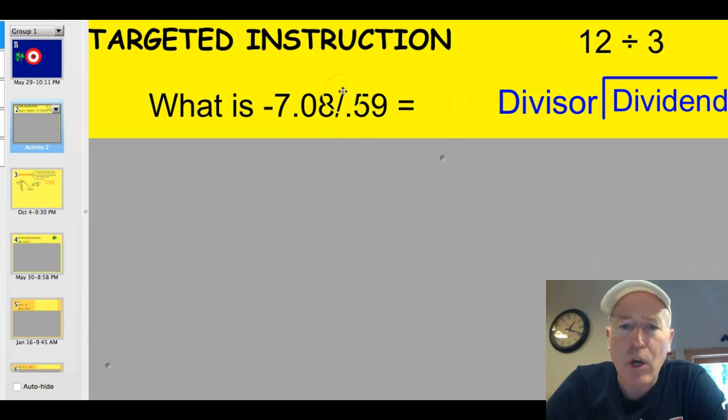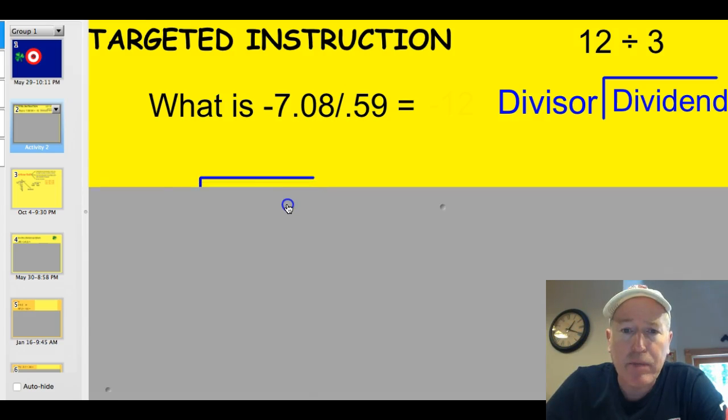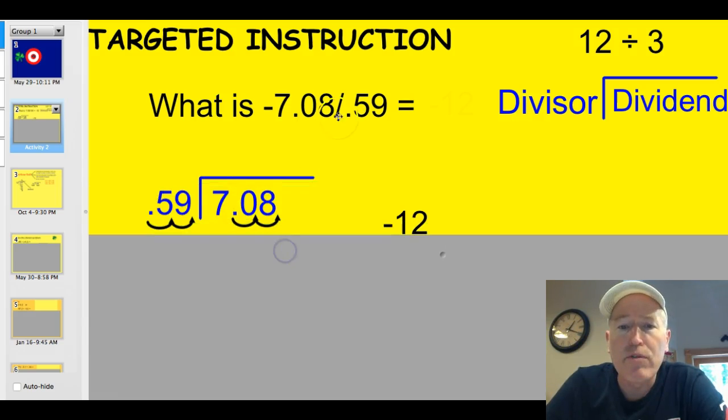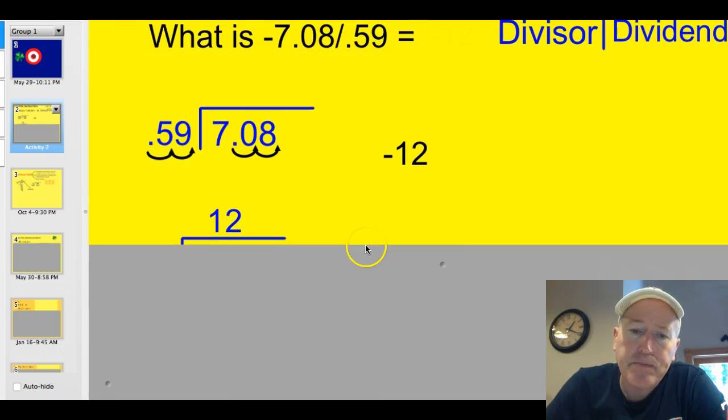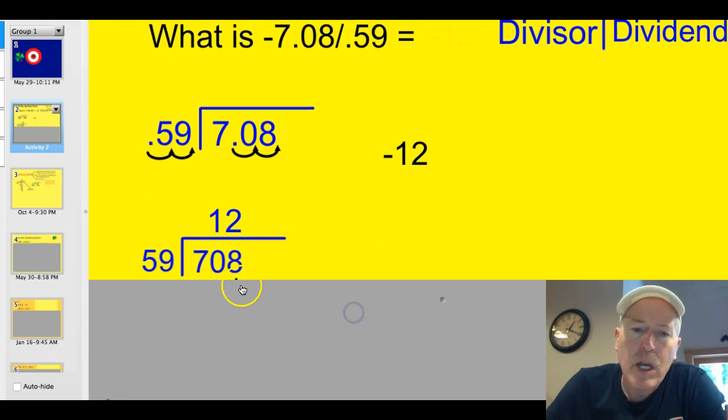In this case, we have to deal with decimals and this negative. So we're just going to set the negative aside for a little bit. The first thing we're going to do is move the decimal in the divisor, because we want to get this divisor to be a whole number without any decimals in it. So we're going to move that a couple of places. Now we've changed that into 59. What we've really done is multiply it by 100, but we have to multiply this side by 100 too. So we're going to move that 2 decimal places to the right. Now we've got this new problem we've rewritten, and I suggest you rewrite it, as 708 divided by 59.